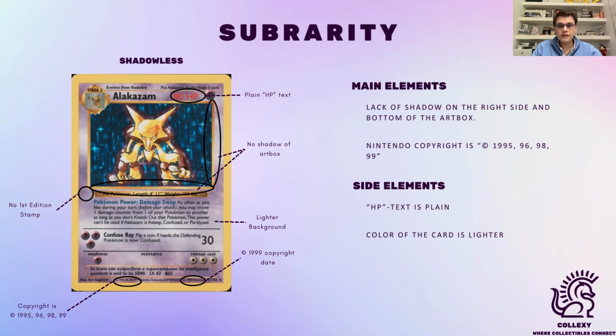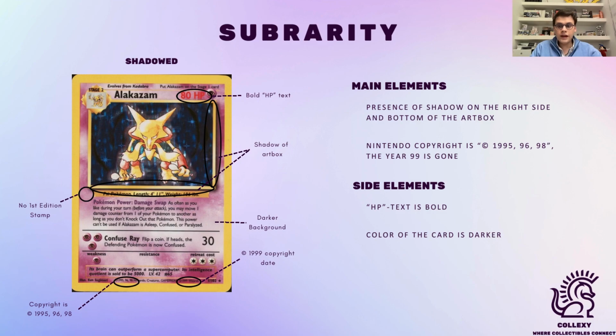There are two side elements that need to be considered but are not essential. The HP text on top of the card, next to the Alakazam, the 80 above the art box, is plain, so not in bold. And the last little side element is that the color is a lot lighter than the shadowed versions.